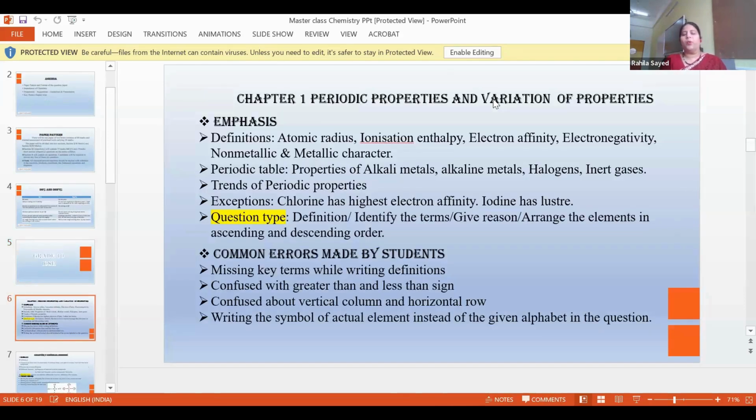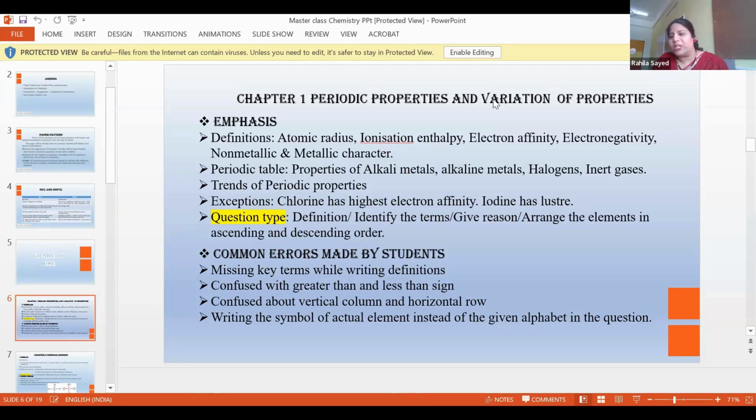The first chapter over here is periodic properties and variations of properties. Children, this is a very easy chapter, provided you know the concepts very well. It is a very, very easy chapter and it is very scoring as well. The main emphasis over here is on the definitions, the periodic table, the trends of periodic properties, and the exceptions.